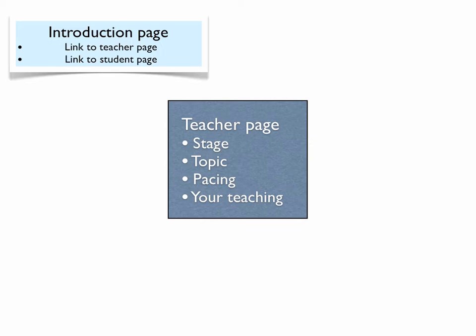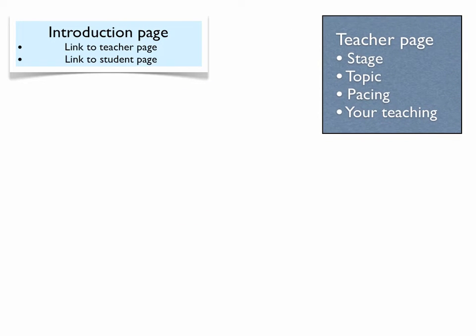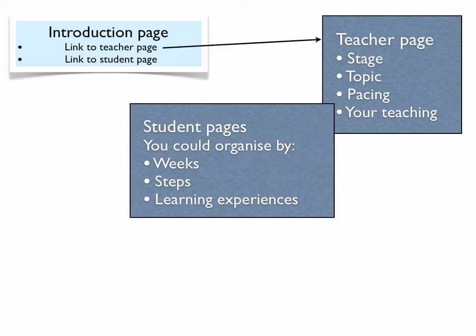So from my introduction page, I'm going to create a link. And I'm going to show links in these little diagrams with arrows. So from my introduction page, I need a link to the teacher page. And now you know the information that goes in the teacher page. So next we need to consider what would go in the student page. Now, if I think about this, you could organize student pages.